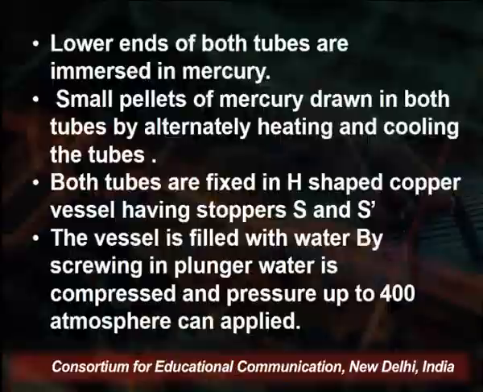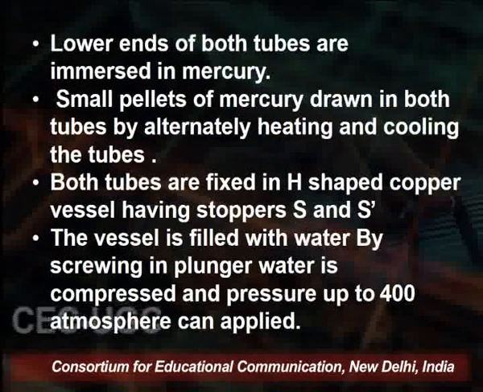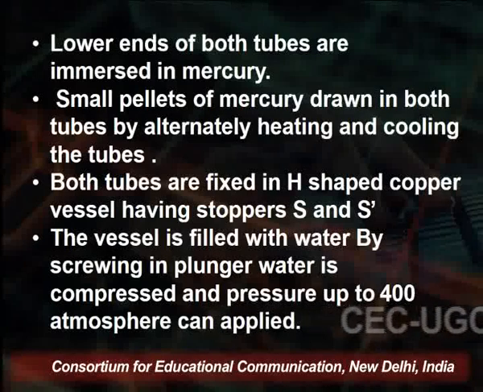In tube A, pure dry air is passed for a long time and the ends are sealed. In tube B, the experimental gas CO2 is passed for a long time and again the ends are sealed. The lower ends of both the tubes are immersed in mercury. Small pellets of mercury are drawn in both the tubes by alternately heating and cooling the tubes.